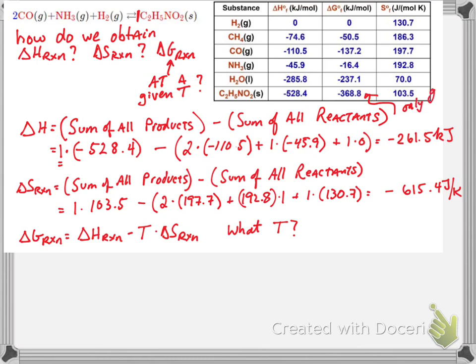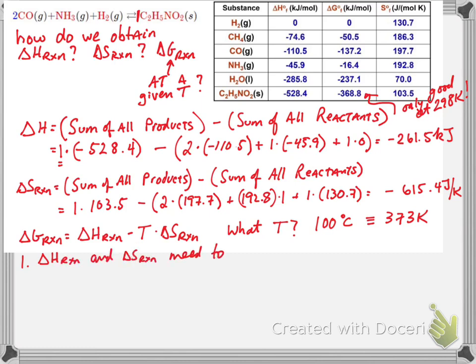So what we're going to do is calculate, this is only good at 298, so we're going to calculate at 100 degrees Celsius for practice, or 373 Kelvin. This is done in 3 steps. Step 1, you have to have delta H and delta S of reaction in the same energy unit. One's in joules and one's in kilojoules.